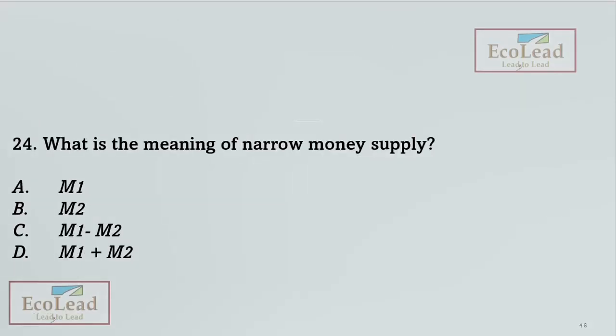Next question is question number 24. What is the meaning of narrow money supply? Options are M1, M2, M1 minus M2 and M1 plus M2. Here I will pause for a few seconds. Yes, the answer is M1 plus M2. These are basically the narrow money supply of the economy. Let us move to the next question.